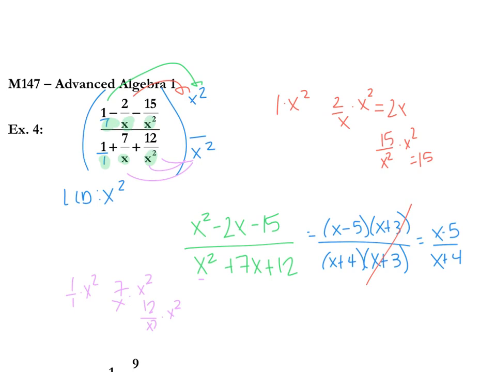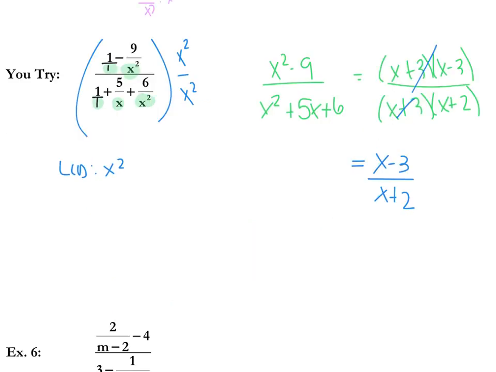All right, so I want you guys to do the try example on your own. So when you're ready to, you're going to hit pause, you're going to do the problem, and then see what the answer is and see if you get the right answer, just like we would in class. Okay? All right, go ahead and hit pause. Okay, we should have gotten x minus 3 over x plus 2.